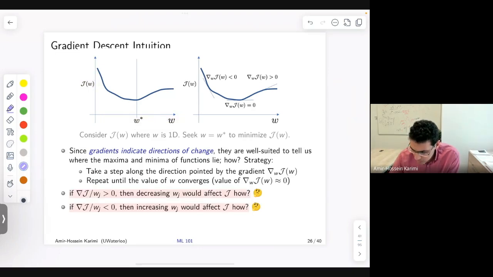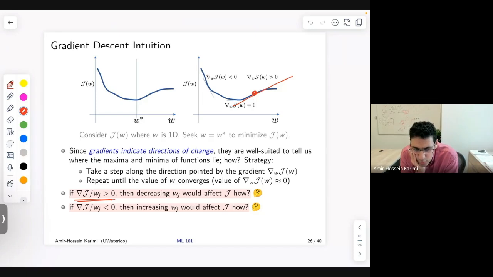What does all this mean? So let's consider these two questions. Let's say that the gradient of my loss function with respect to the dimension W is positive. I'm looking at this example first. So what does this mean? This means that I'm somewhere here, right? And my gradient is positive.